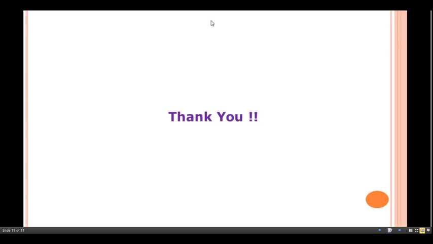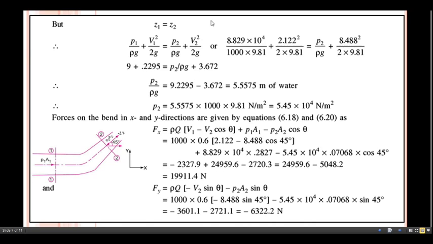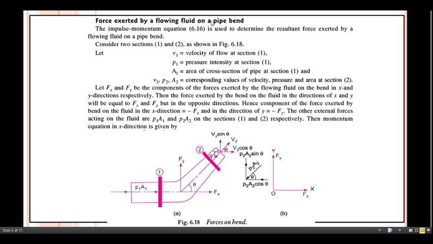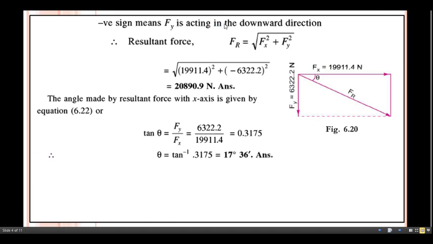I hope that today's discussion related to the momentum equation, the force exerted by a flowing fluid on a pipe bend, is clear to you. Thank you.